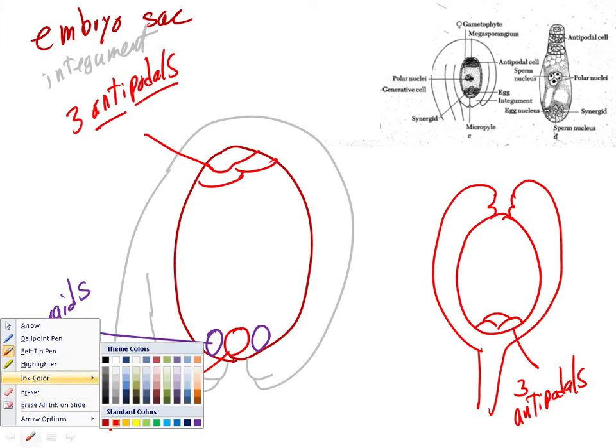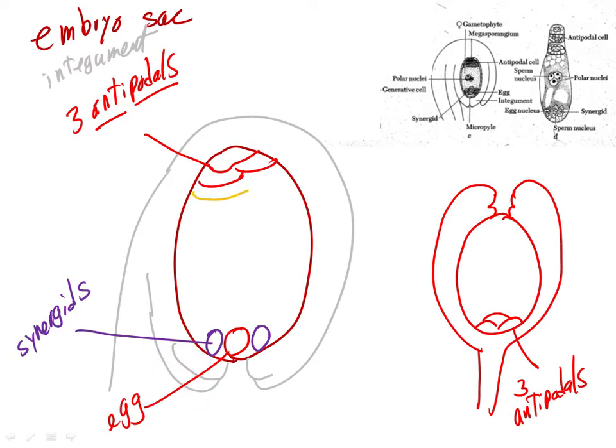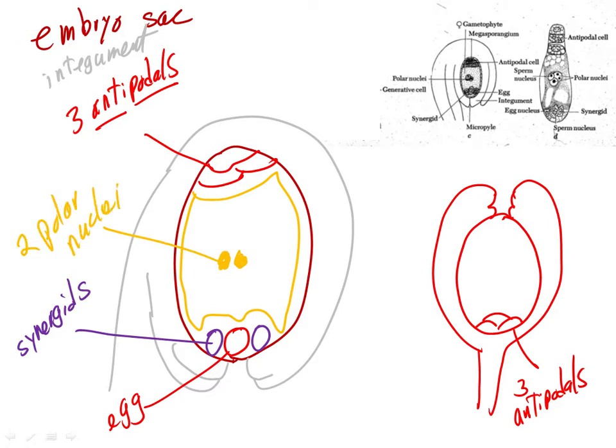Now in the very center cell, and when you look in textbooks, this cell membrane is almost never drawn in. We're going to draw it in though to make it very explicit. There is our center cell with our two polar nuclei. And that's the embryo sac, the megagametophyte. Now, the megagametophyte is surrounded by the integuments.